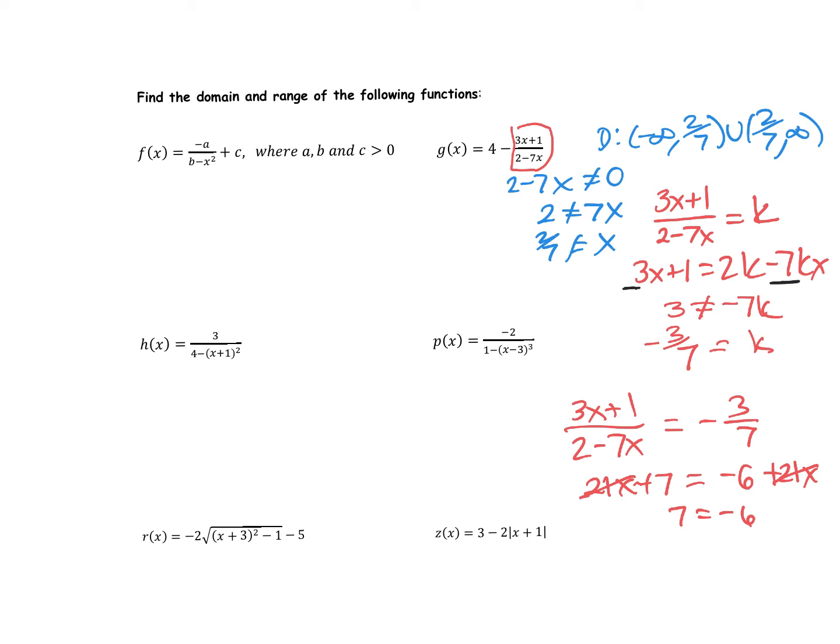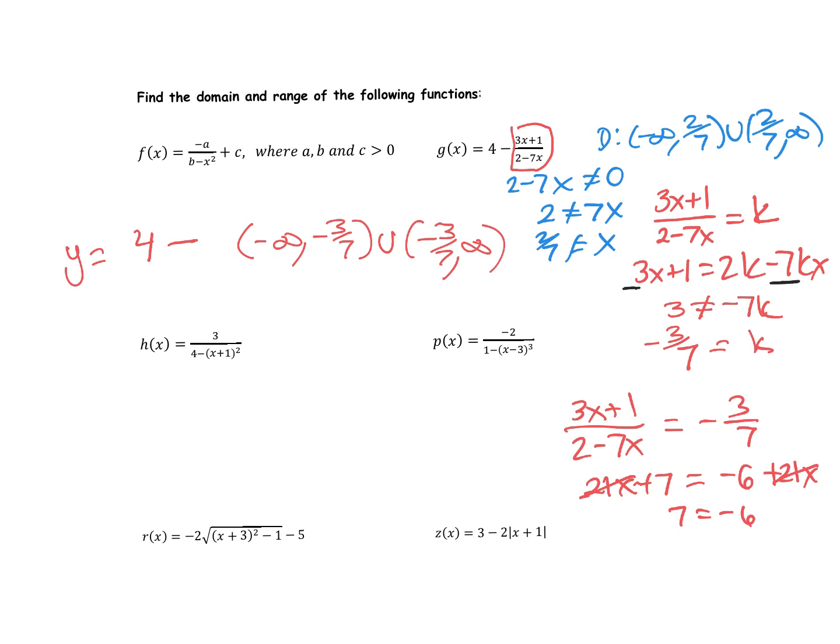out of there. So now that we verified that, going back to the problem, the range of just the fractional piece would be negative infinity to negative 3 sevenths union negative 3 sevenths to infinity, because it can achieve anything except that, negative 3 sevenths. But don't forget, you've got 4 minus that. This is what this equation is.